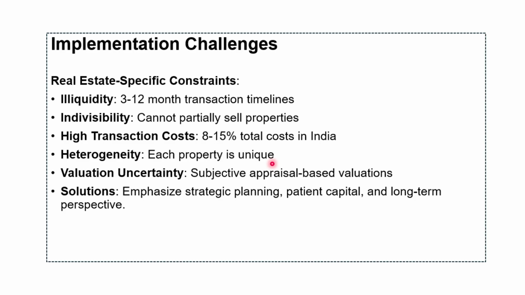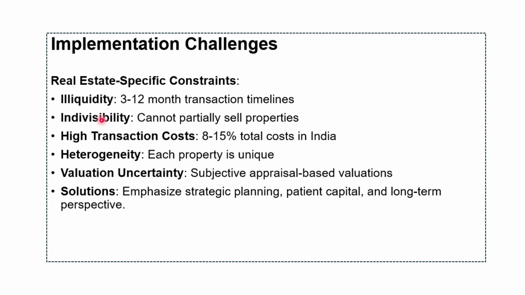Then implementation challenges. Real estate has specific constraints. For example, there is illiquidity. If you want to change your portfolio, if you want to get rid of something or add something, it will take time. For example, a 3 to 12 months transaction timeline, that's a significant timeline. Many things can change in between that.